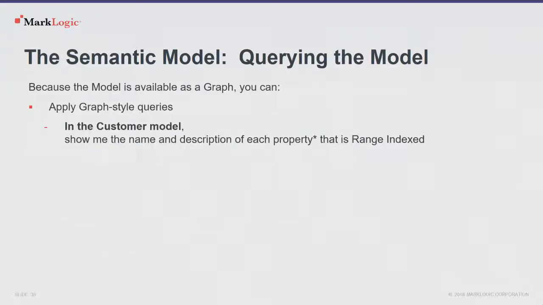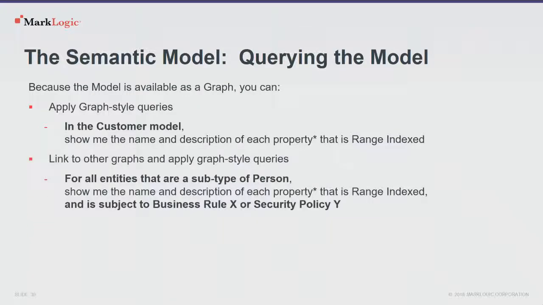Because the model is available as a graph, you can do those graph-style queries. Things like, in the customer model, show me the name and description of each property and its properties and its properties and its properties that is range indexed. You can link it to other graphs and do graph-style queries across those graphs. So for all entities that are a subtype of person, show me the name and description and so on, and is subject to business rule X from this graph over here, or security policy Y from this graph over here.